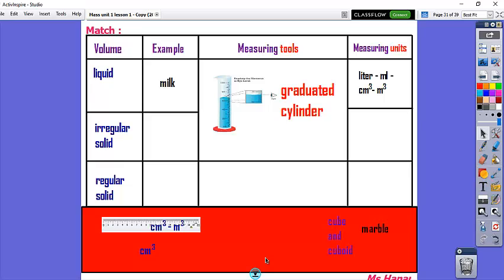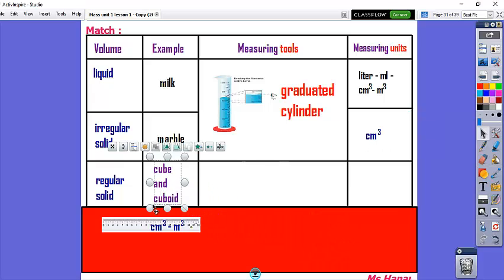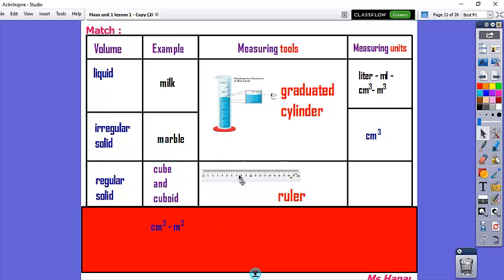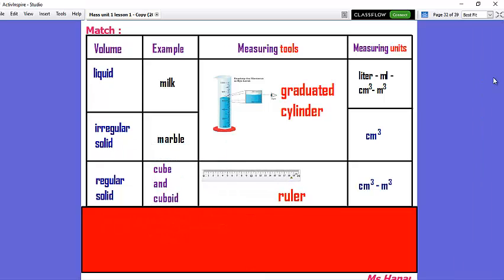Okay, example of irregular solid: cube and cuboid, or marble? Yes, marble, because it is an irregular solid. Measuring tool: excellent, the same tool as liquid, so I use the graduated cylinder. And the measuring unit is cubic centimeter. For regular solids, cuboid and cube as examples, the tool we choose is the ruler, so its unit is cubic centimeter.